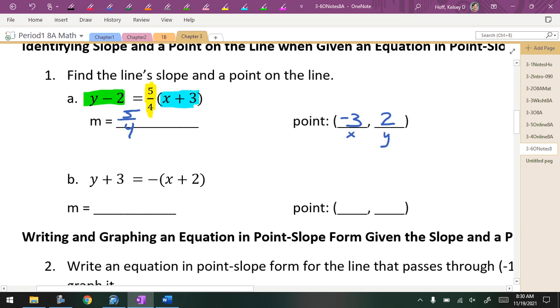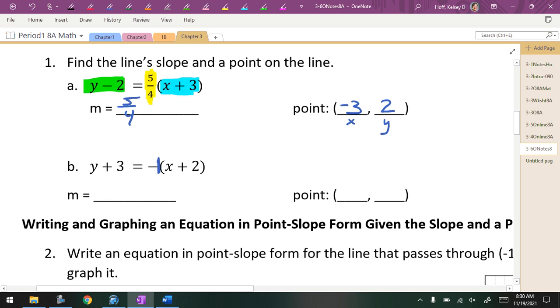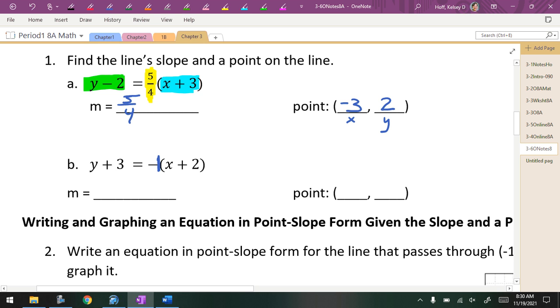I want you to try B. I'm going to help you out. This negative sign should really be a -1. I want you guys to pull your slope and your point out of equation B. Pull your slope and your point, just like what we did, right above there.